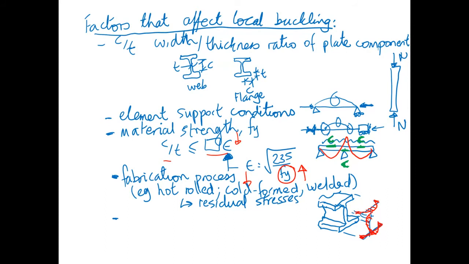Okay, so that's 1, 2, 3, 4 — four examples, four reasons why we might get something that might affect the local buckling. And I suppose the last one then that I have here is the applied stress system.